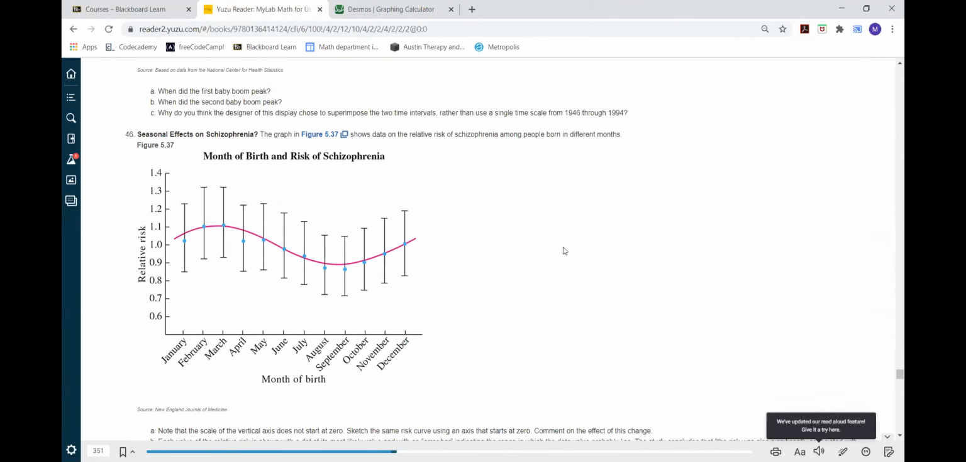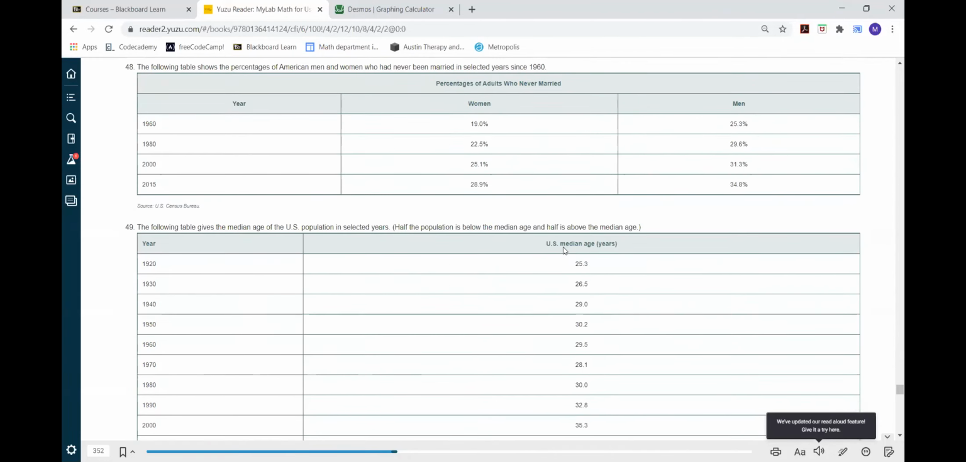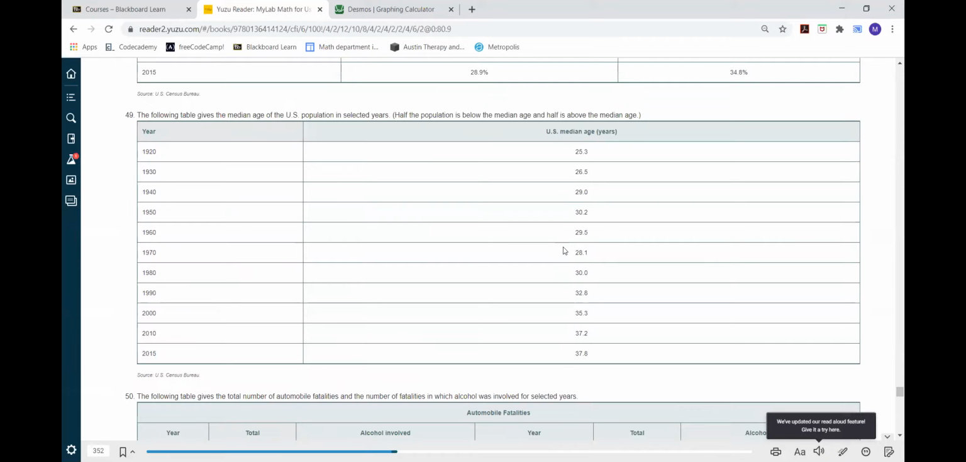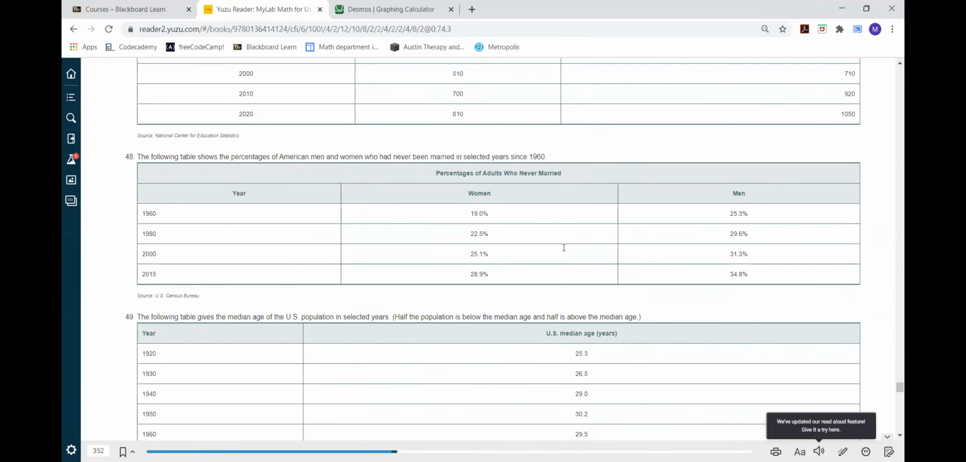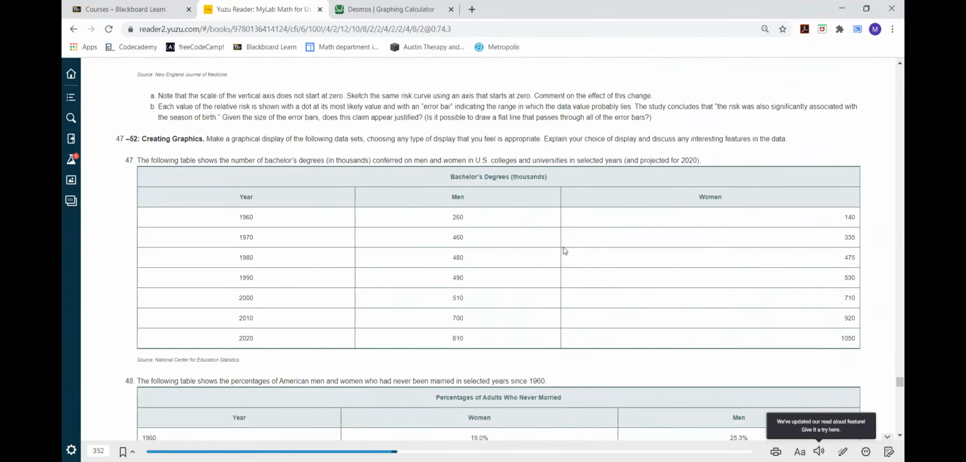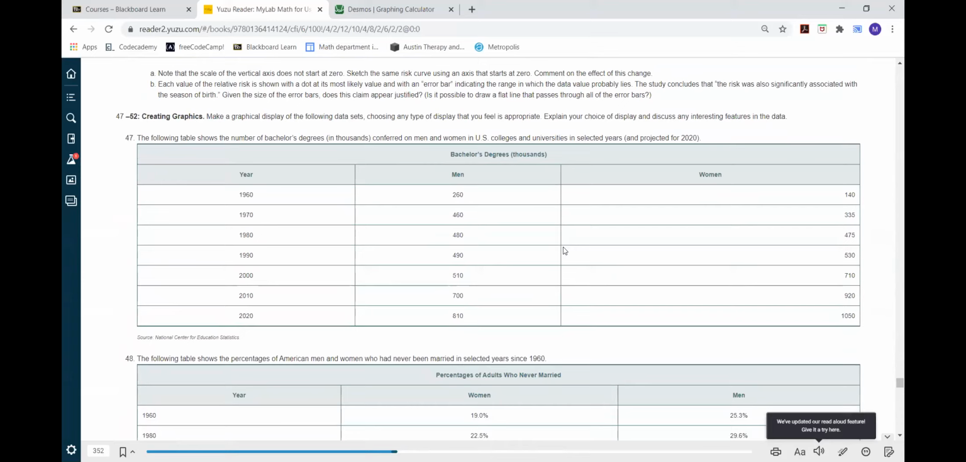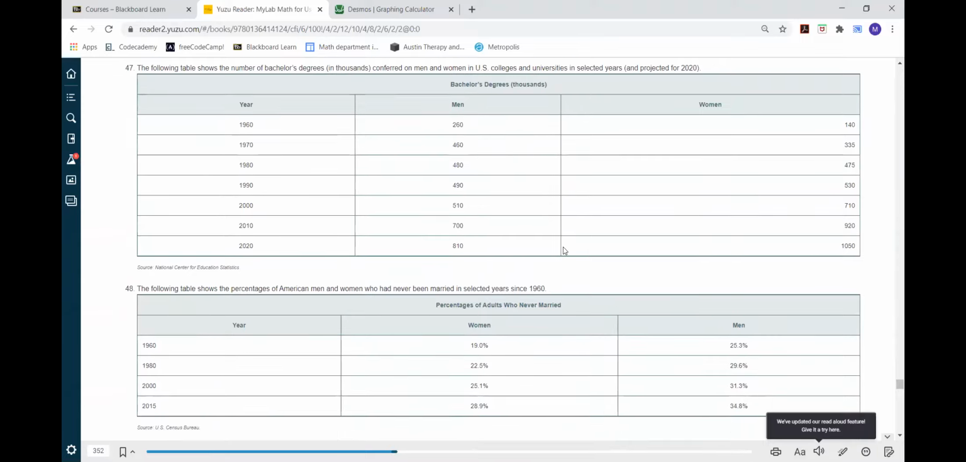There was one more I didn't do. I want to save this. I don't want to do this, but I want y'all to do this. Okay, so for 49, 47, they say make a graphical display of the following data sets. Choose any type of display you feel is appropriate. Explain your choice and discuss any interesting features in the data.